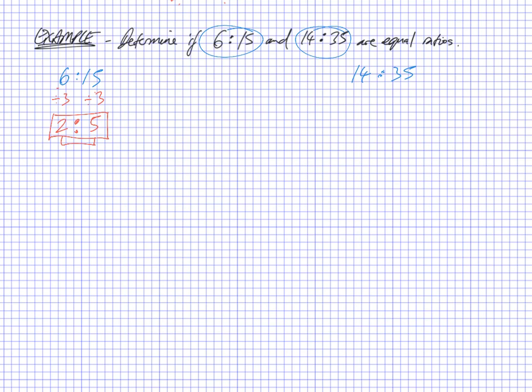What's the biggest number that goes into 14 and 35? 2's don't go into both of these. 3's don't go into both of these. 5's don't go into both. 6's don't go. 7's do. If I divide 14 by 7 and 35 by 7, 14 divided by 7 is 2, and 35 divided by 7 is 5. 2 and 5, there's no factors that are the same in both. These are equal, so therefore 6 to 15 and 14 to 35 are equal ratios.